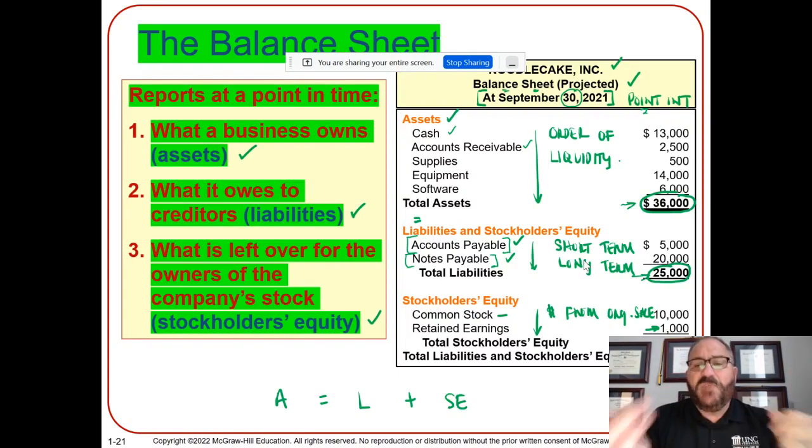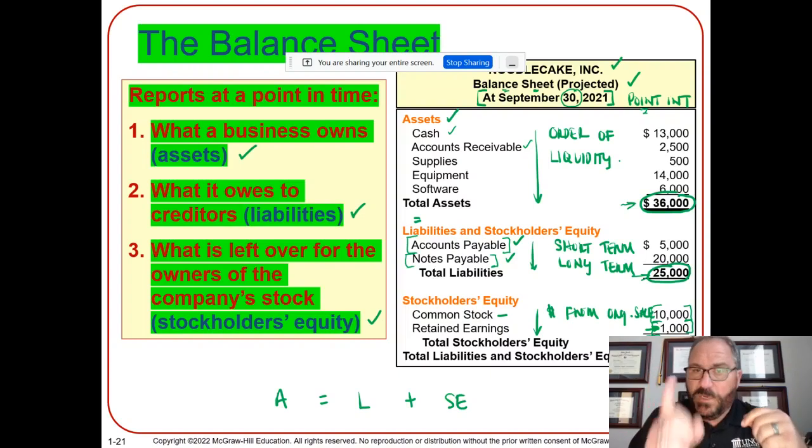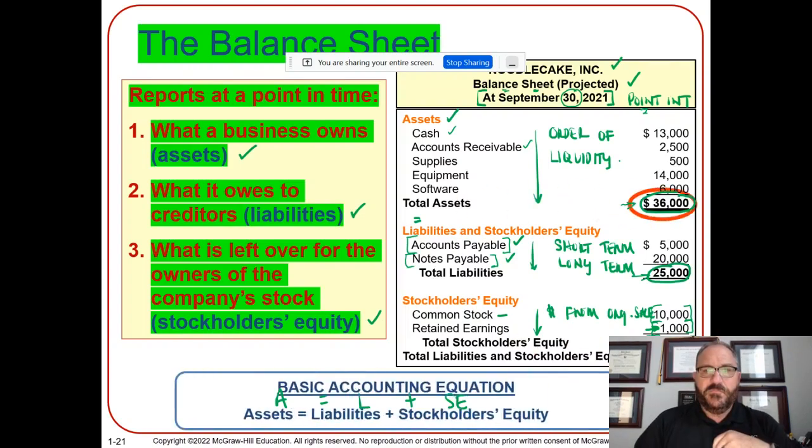Okay? And then finally, stockholders' equity. Notice we have two parts. Common stock, right here, this $10,000, that's from the original sale. Then remember the retained earnings, that was $1,000. Remember we made $2,000, but we kept $1,000 in retained earnings. So the total here is 11. And then you take that 11 plus this 25 gives you 36. So remember, balance sheet, point in time. Assets equal liabilities plus stockholders' equity. Okay, there you go, the accounting equation.